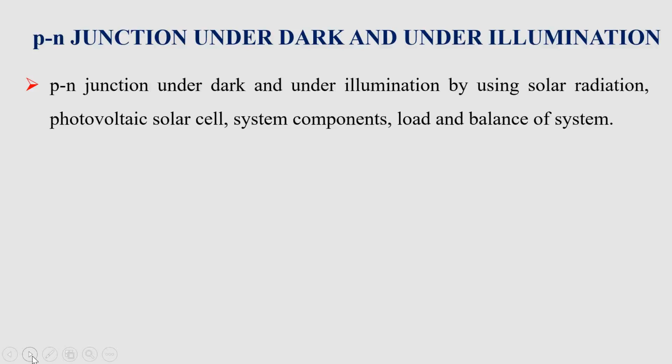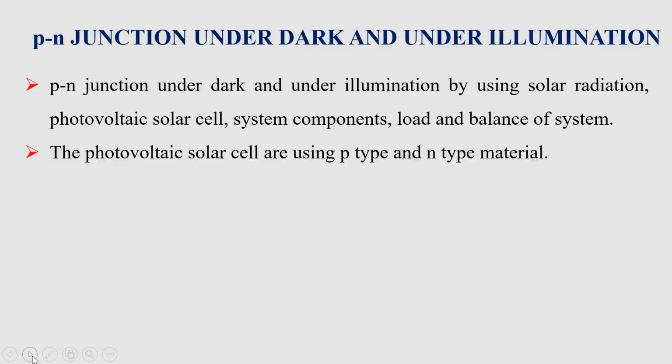These are used. The photovoltaic solar cell uses P-type and N-type material. This means these photovoltaic cells use two types of material: first one P-type and second N-type material.